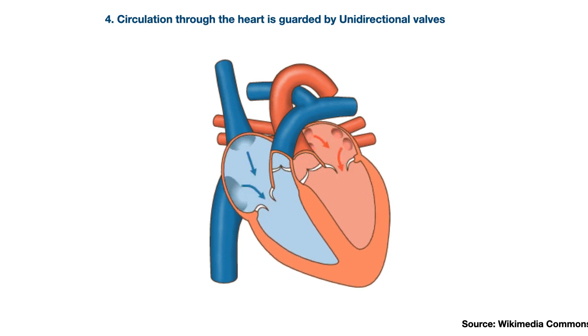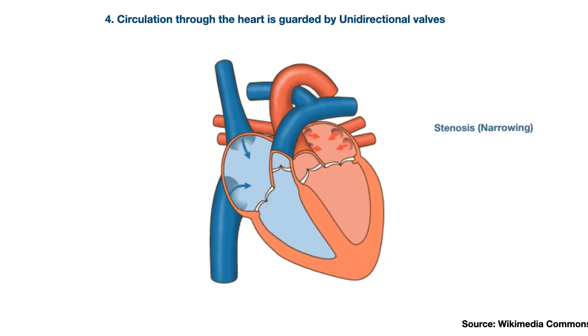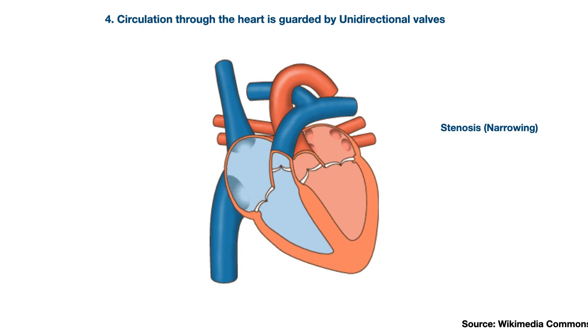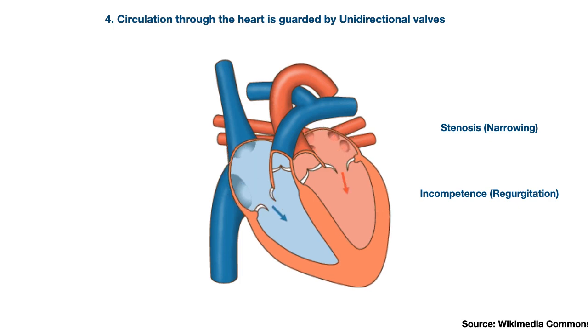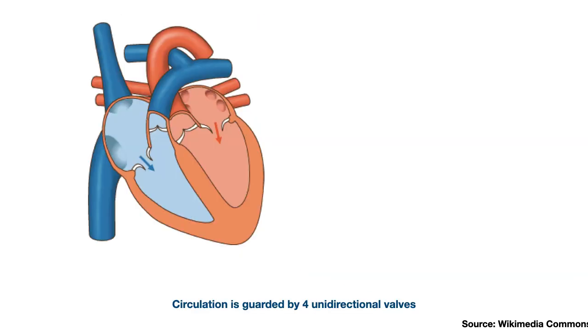But if this does not happen, in one condition called stenosis, where there is narrowing, and in another condition called incompetence, where there is regurgitation, we call them valvular heart diseases. Now let's have a look at the circulation through these valves. The first valve is the right atrioventricular valve and the second is the left atrioventricular valve.